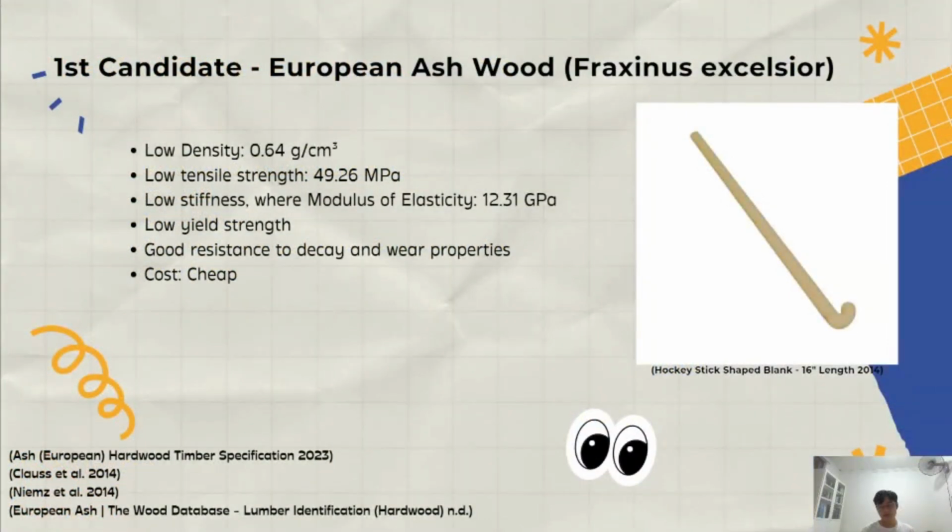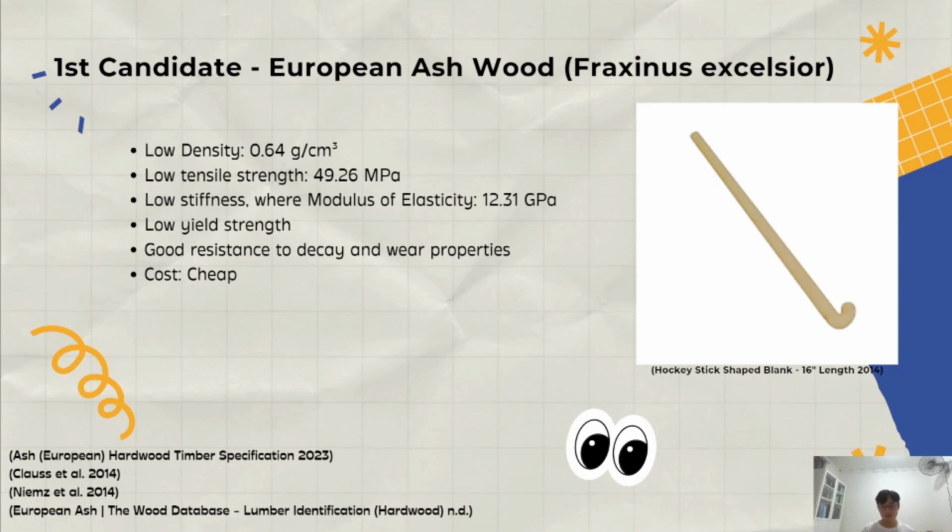So the first candidate that we had chosen is European ash wood, which is a natural polymer. Its scientific name is also known as Fraxinus excelsior. For the key properties, it has a low density of 0.64 gram per cubic centimeter, making it lightweight and easy to handle. Its tensile strength is also low at 49.26 megapascal, which may limit its ability to resist breaking under intense force.